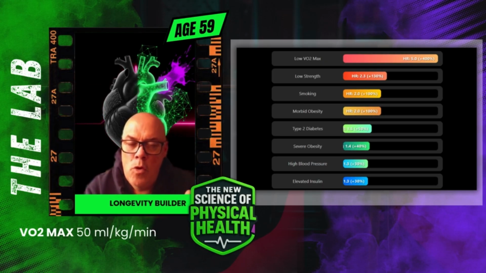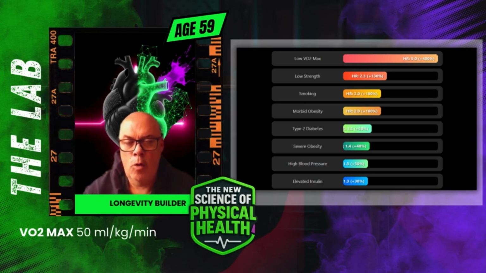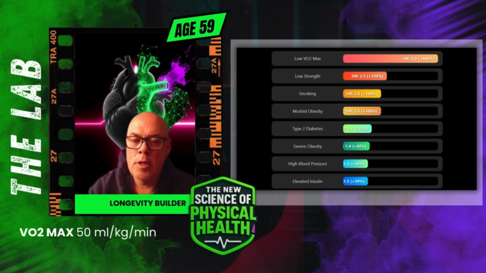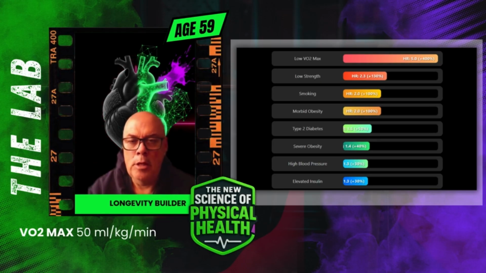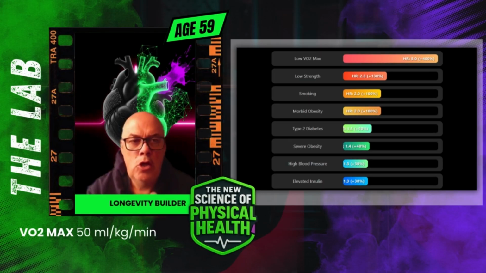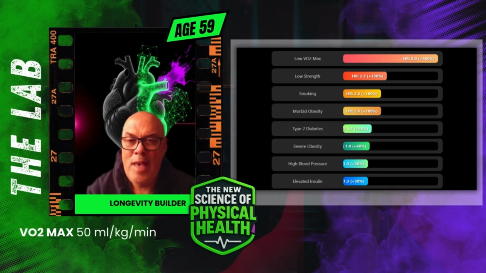If you use it, it cascades down over all the other ones. I'll say that again. You want to lower your risk from morbid obesity, type 2 diabetes, severe obesity, high blood pressure, elevated insulin. You want to lower your risk from those. Use the top one, and the impact of that will cascade over all the others.